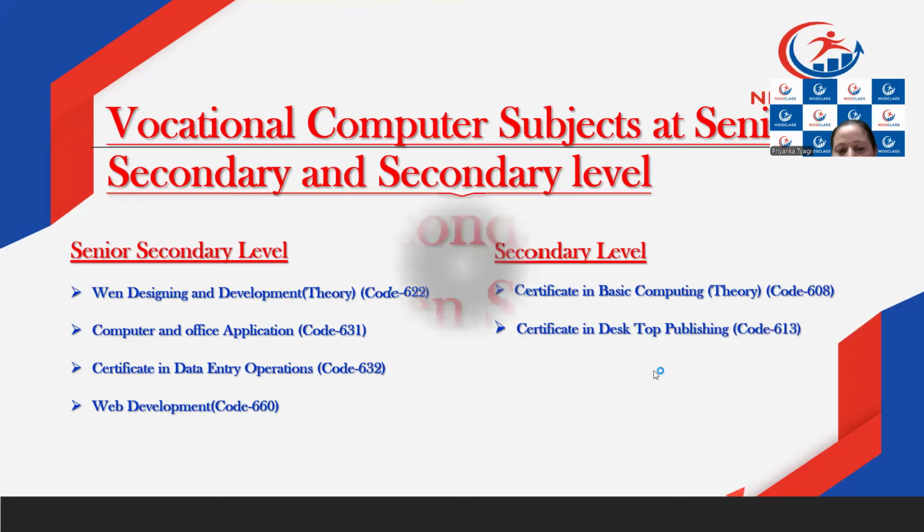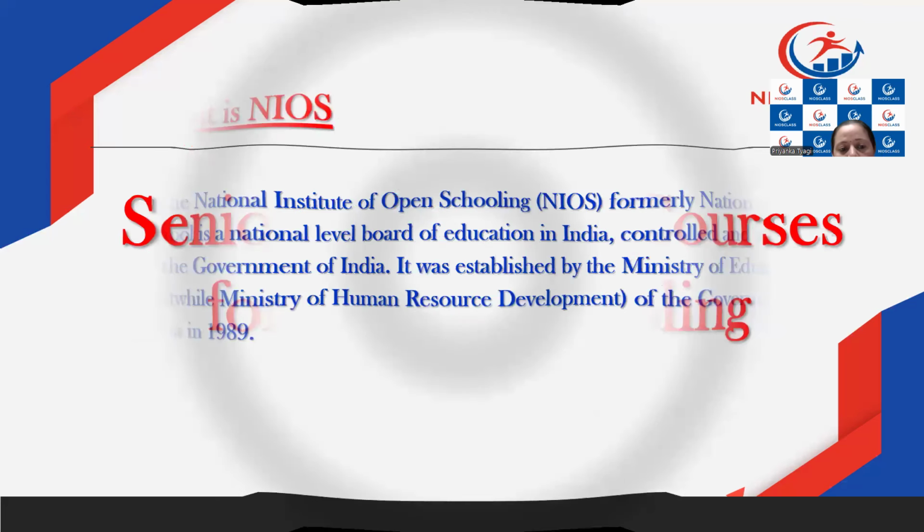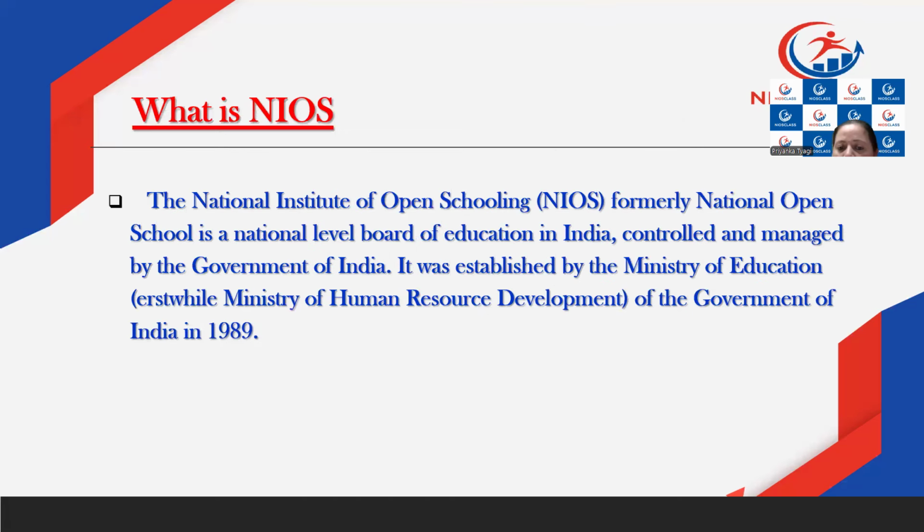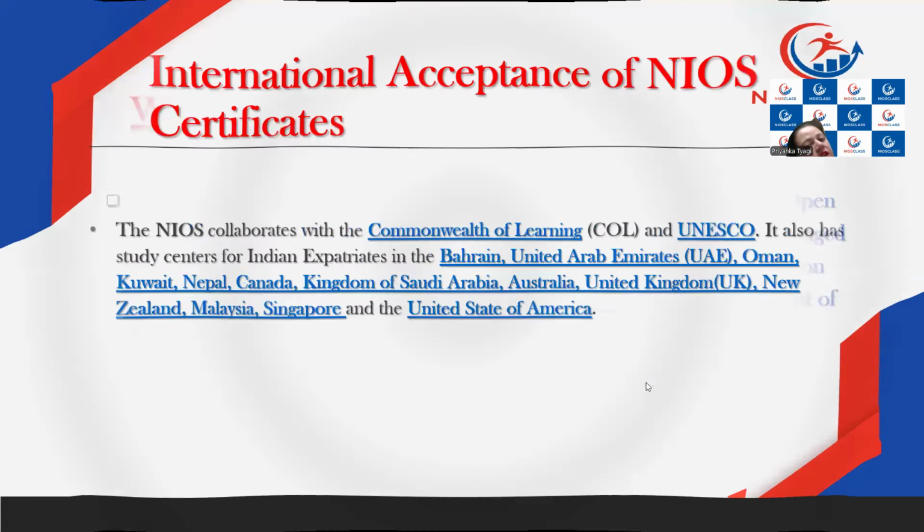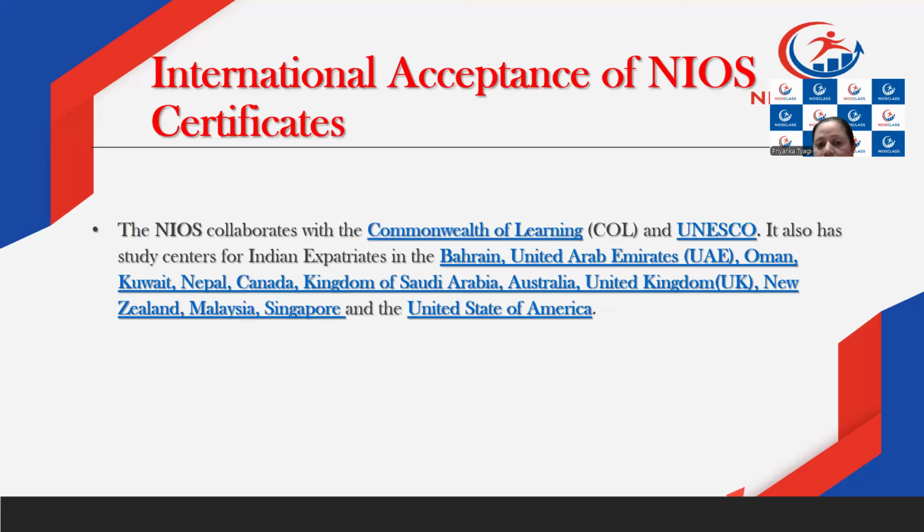Now you can see here, first of all we will discuss what NIOS is. NIOS is the National Institute of Open Schooling, formerly the National Open School, a national level board. Yes, it is a national level education board in India, controlled and managed by the Government of India. It was established by the Ministry of Education, formerly the Ministry of Human Resource Development, in 1989. So this is the board, and the certificate is accepted internationally.